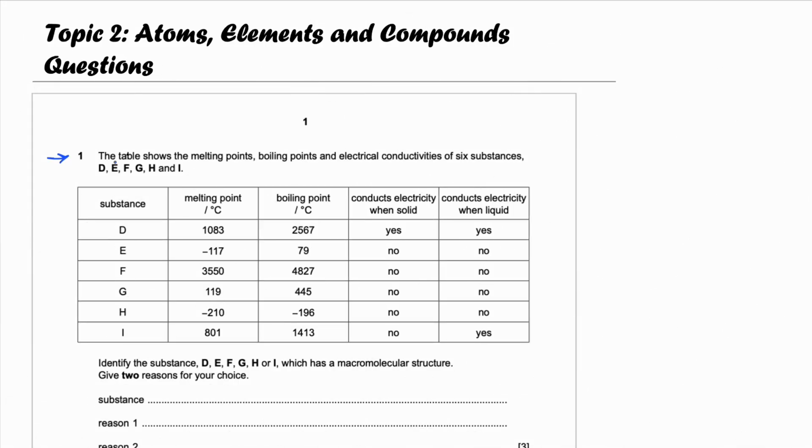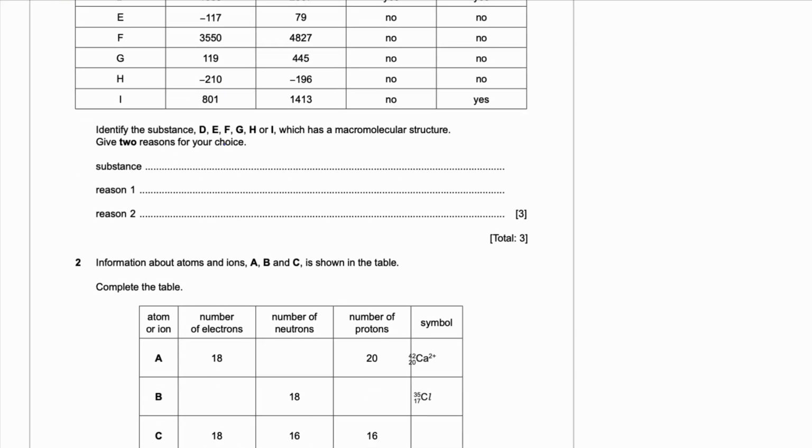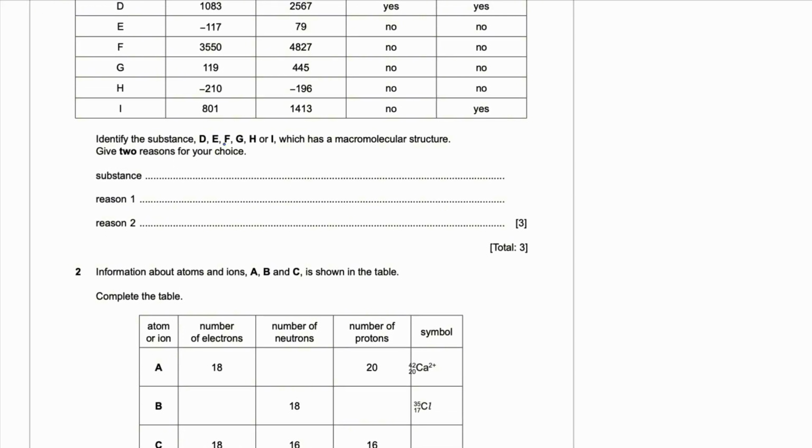Question 1. The table shows the melting points, boiling points, and electrical conductivities of 6 substances, D to I. Identify the substance from D to I which has a macromolecular structure. Macro means giant. So we need the structure to be giant, and molecular means covalent bonding between atoms.